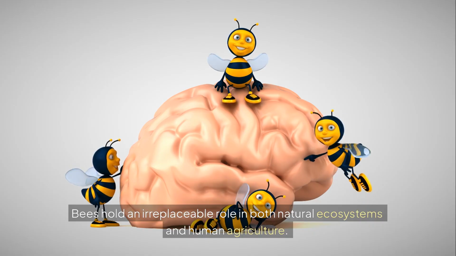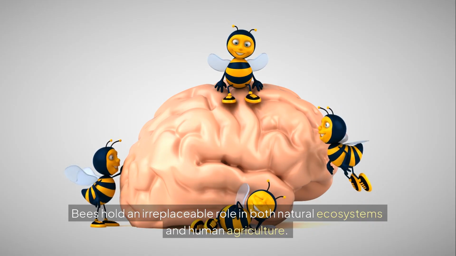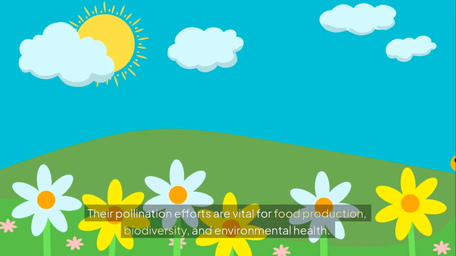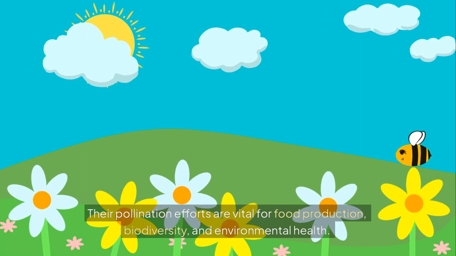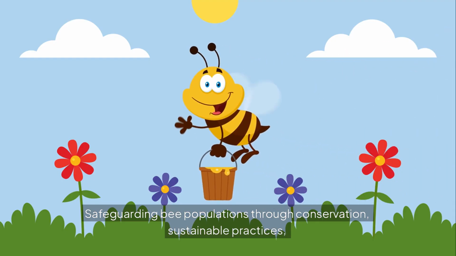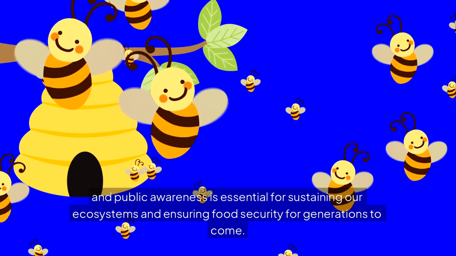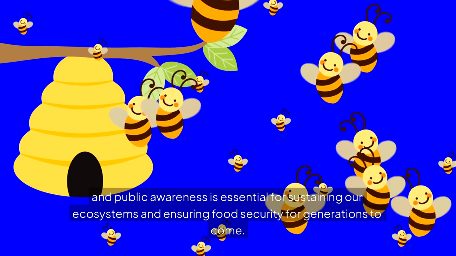Bees hold an irreplaceable role in both natural ecosystems and human agriculture. Their pollination efforts are vital for food production, biodiversity, and environmental health. Safeguarding bee populations through conservation, sustainable practices, and public awareness is essential for sustaining our ecosystems and ensuring food security for generations to come.